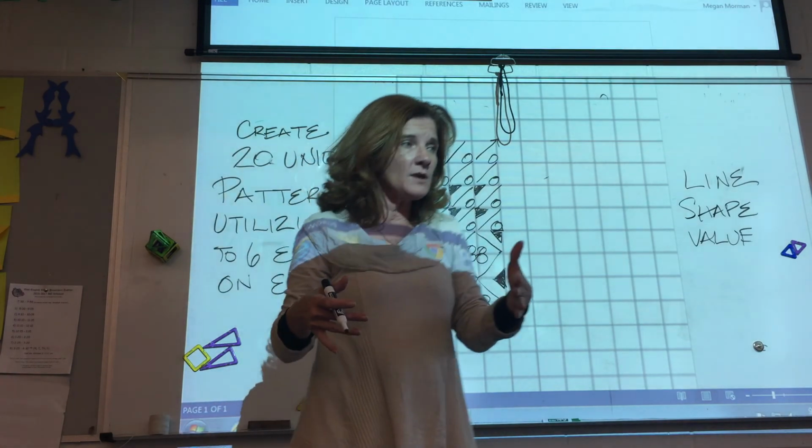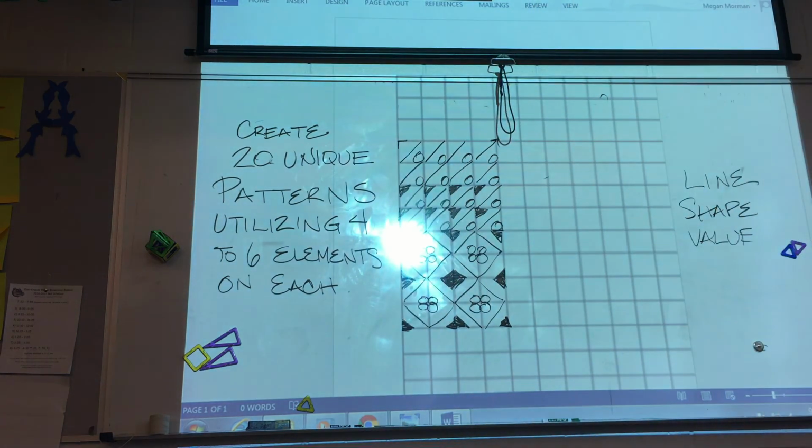You have 20 different ones, 20 unique patterns that I want you to get, 4 to 6 elements on each one of those, all right?